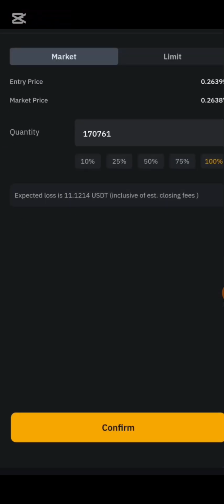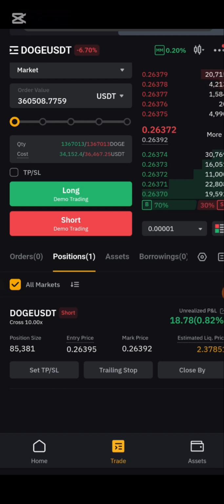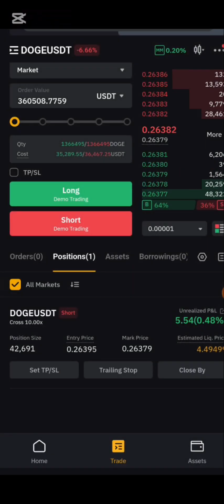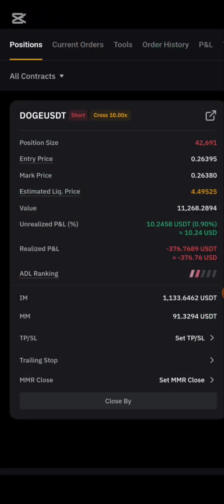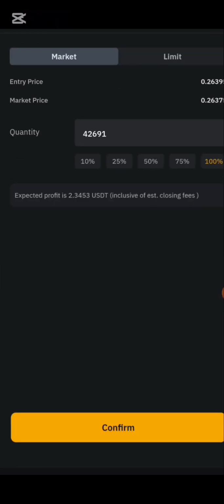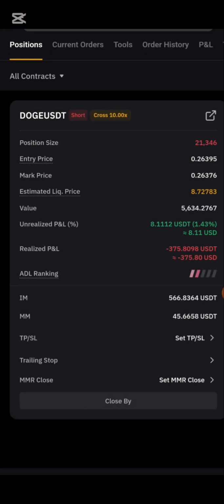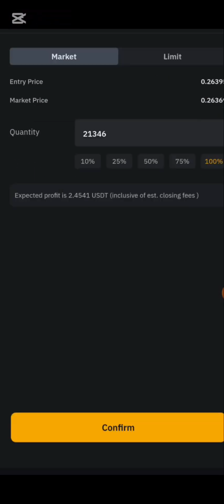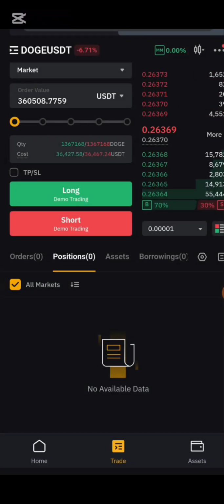All right, I'm closing it. Or let me take 50% of it more. Okay, keep taking, even if it is $5. We keep taking it, okay? All right. I'm closing this trade right here now, 100%. Okay, the trade is closed.